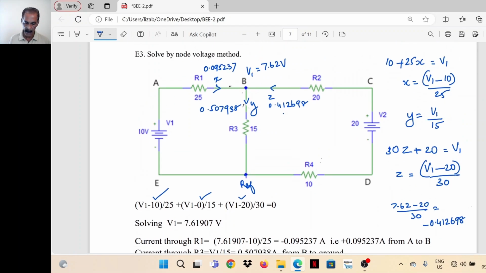So if we add X and Z, it should be equal to Y. That is 0.412698 plus 0.095237, it's equal to 0.507938. So the flow is also satisfied. It is correct. So X is from A to B, Z is from C to B, and Y is from B to ground.